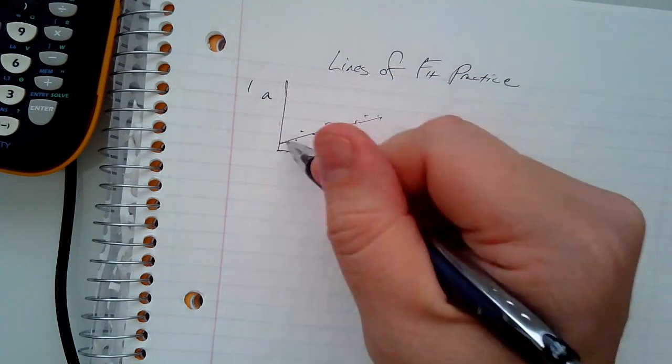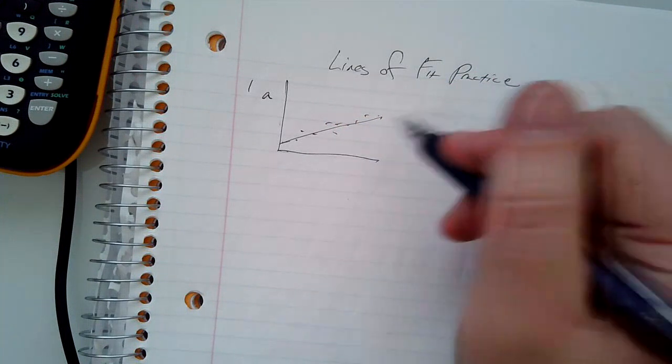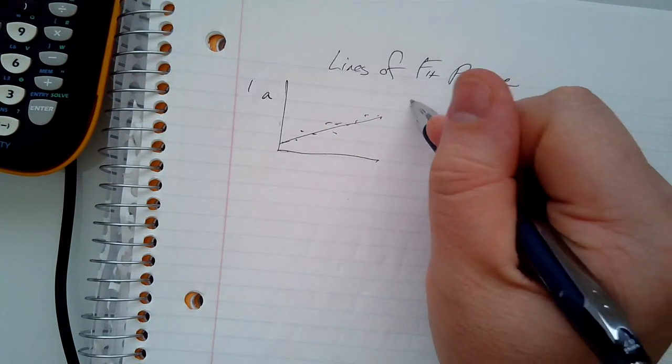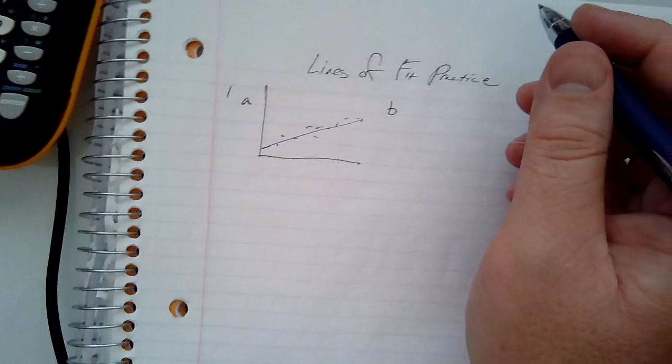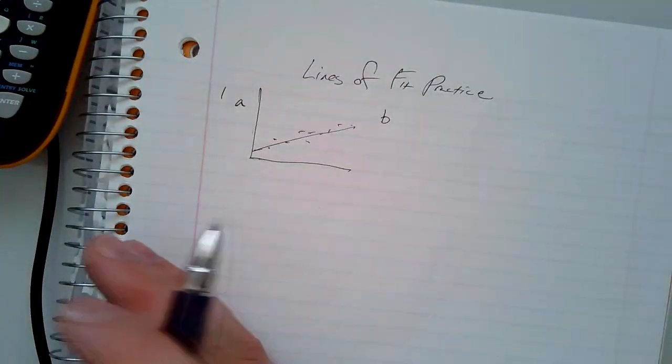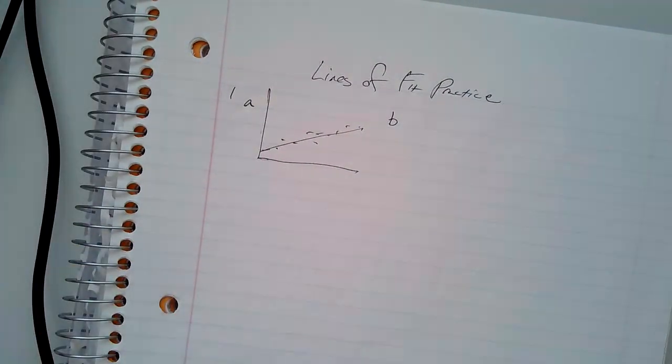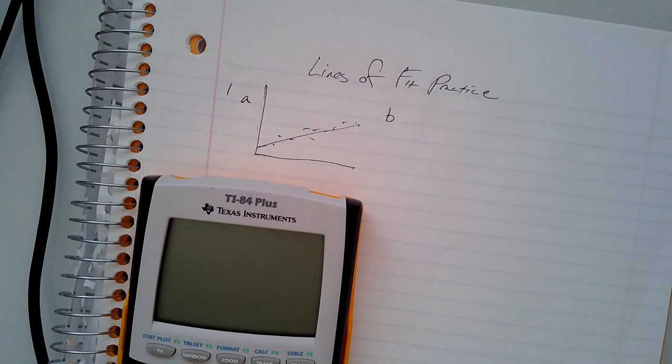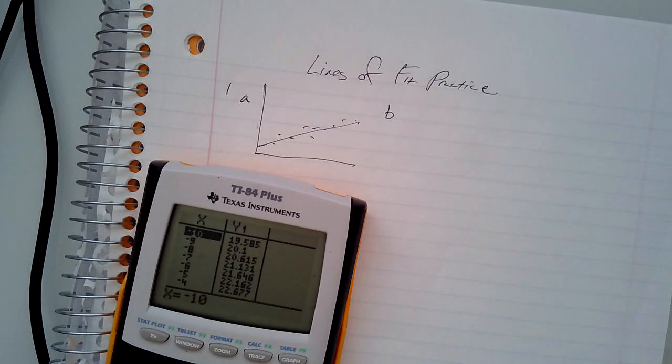You want to get a line that hits as many points as you can. It has to be a straight line. B, it says determine the equation of the trend line. So that we can do. We're going to use our calculator, and we're going to use stat to find the equation. Don't forget to make sure you have your correlation coefficient turned on, that diagnostic thing. If you don't know how to do that, go back and watch the video.